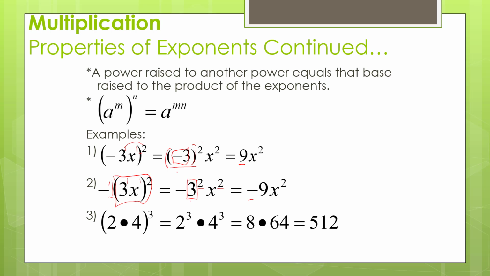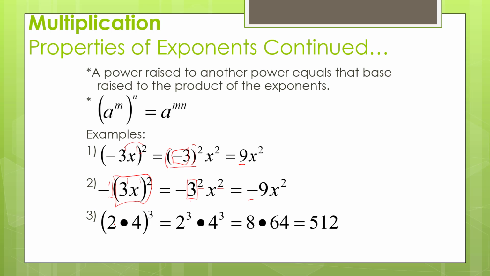2 times 4 cubed. Now, you certainly have the option of multiplying inside the parentheses. You could say 2 times 4 is 8. And 8 cubed is equivalent to 8 times 8 times 8, which will be 512.